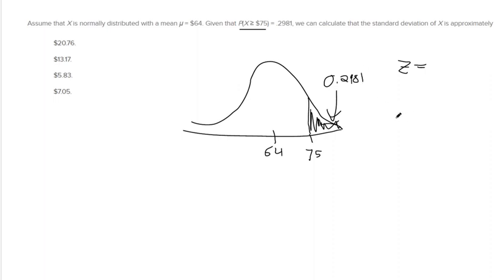So what we can do is calculate a z-score that corresponds to this area, and then maybe we can plug it into the formula and see what we got, because the question is asking for the standard deviation. If we plug in 75 for x, because that's the value we're talking about on the normal distribution, and if we plug in 64 for the mean, then we have one thing left to solve for. It's sigma, the standard deviation.